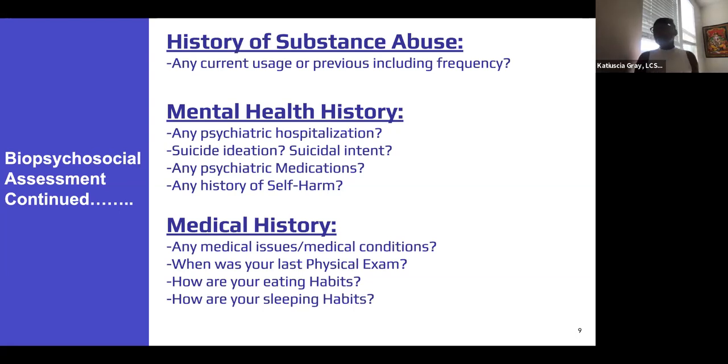We also want to know about their sleeping habits. Sleeping habits is very, very important. There's a correlation between people who oversleep and depression. There is a correlation between people who undersleep and anxiety. So we want to know a little bit about that. Tell me a little bit more about your sleeping habits. How often do you sleep? People should be sleeping at least 6 to 8 hours a day.